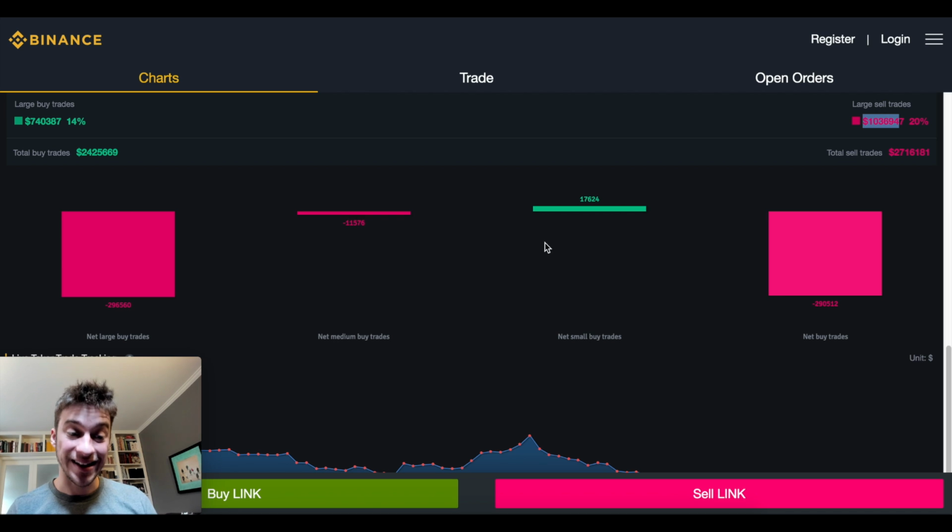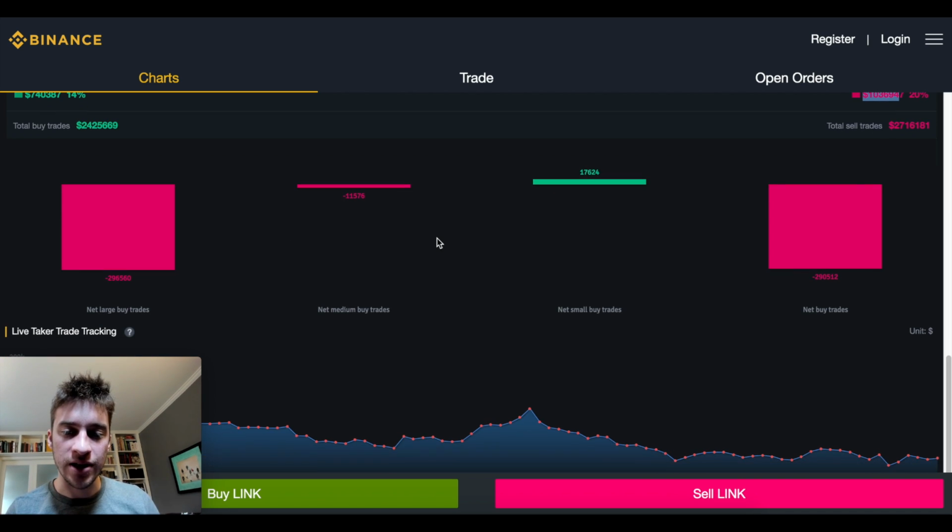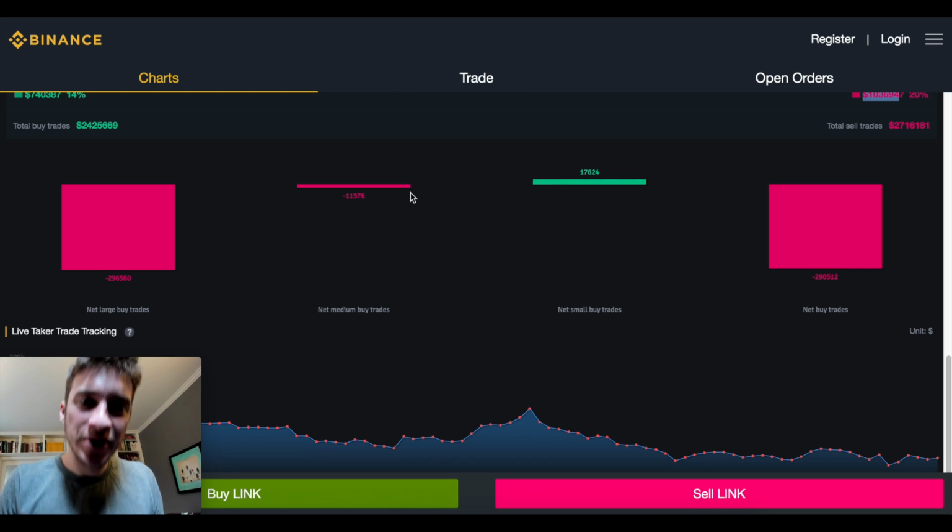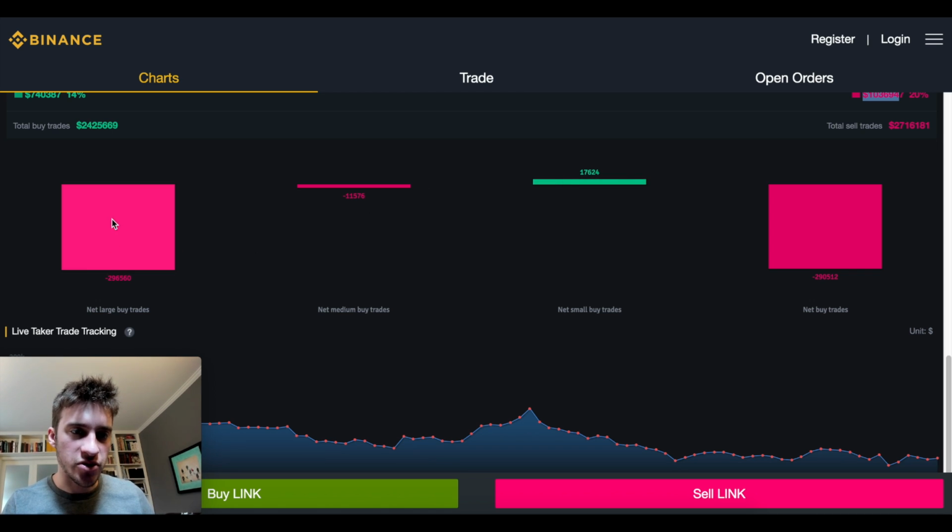It's this that I like to look at because this is just a quick representation of really what's going on with any specific coin. Small, I'm not really seeing much, but this is a nice pattern where I'm actually seeing the larger traders are selling more on Link, but the smaller traders are buying more on Link.